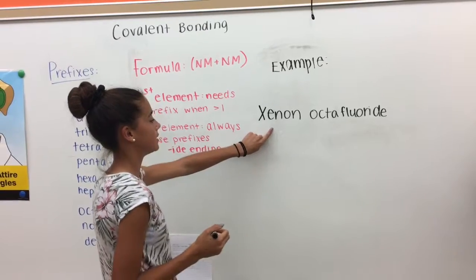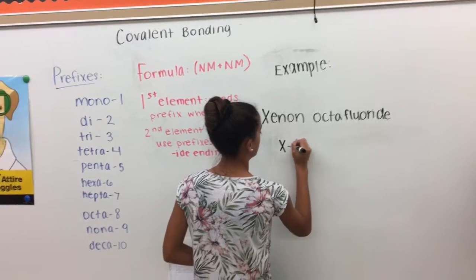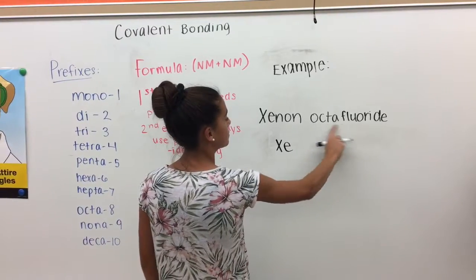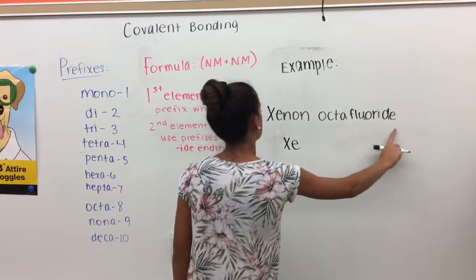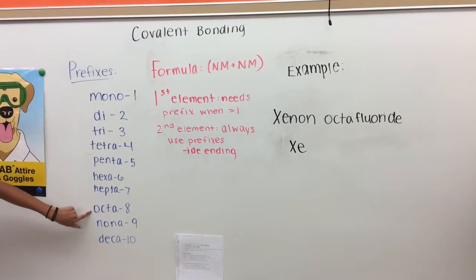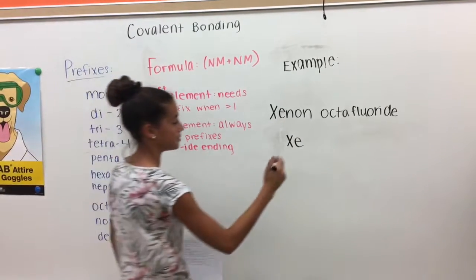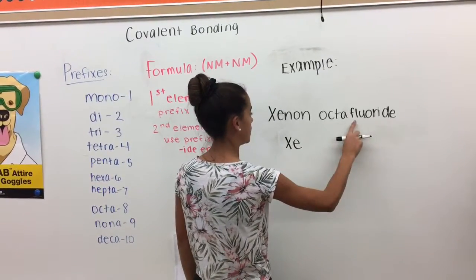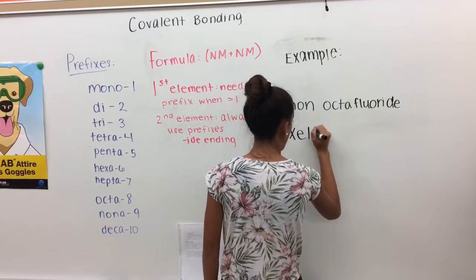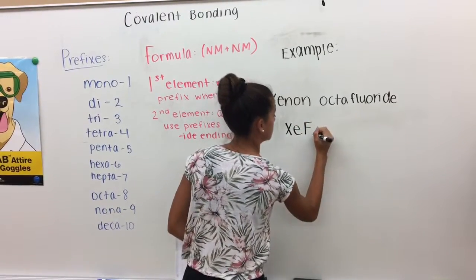For this last example, we will be turning a name back into a formula. Our first element is xenon, which is represented by the abbreviation Xe. Our second element is octafluoride, and fluoride here is the base element, which has a prefix of octa. If we go over here, we can see that octa represents there are 8 molecules. So we then can turn the second element into its abbreviation F and use 8 as the subscript. Our finished result is XeF8.